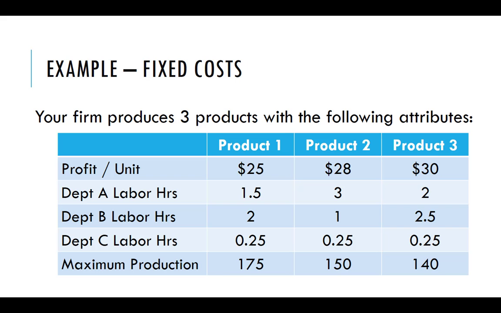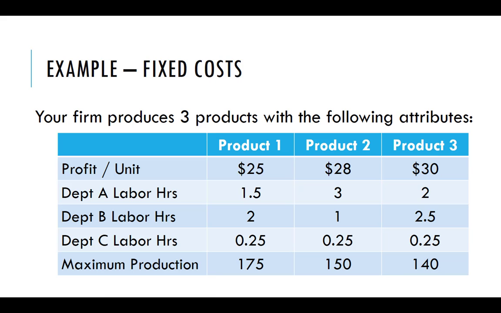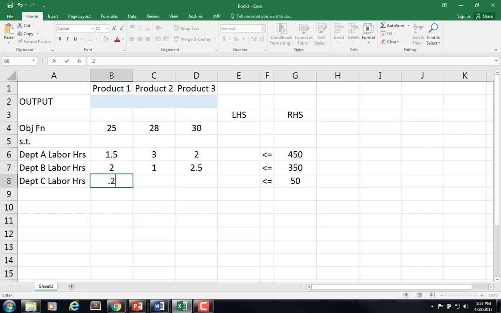In department A, we see that product 1 takes 1.5, so it'll be 1.5 times product 1 plus 3 times product 2 plus 2 times product 3. In this case, each row is its own constraint. I already have the constraints written out nice for us here. So 1.5, 3, and 2. B is 2, 1, 2.5. And each of those for department C were a quarter, 0.25, 0.25, 0.25.